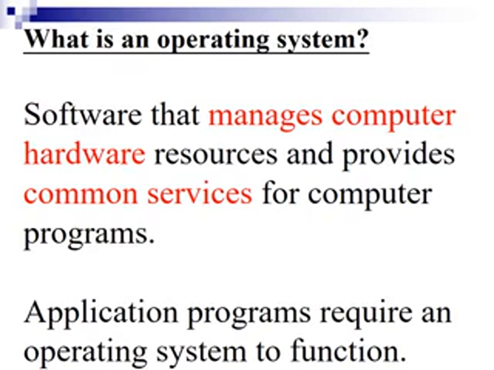What is an operating system? An operating system is a software that manages computer hardware, resources, and provides common services for computer programs. Now, most of the programs that we use, applications such as Microsoft Office Word, Excel, Access, PowerPoint, Publisher, require an operating system for them to function. So an operating system will be the one that manages this software between them and the hardware on which they reside.